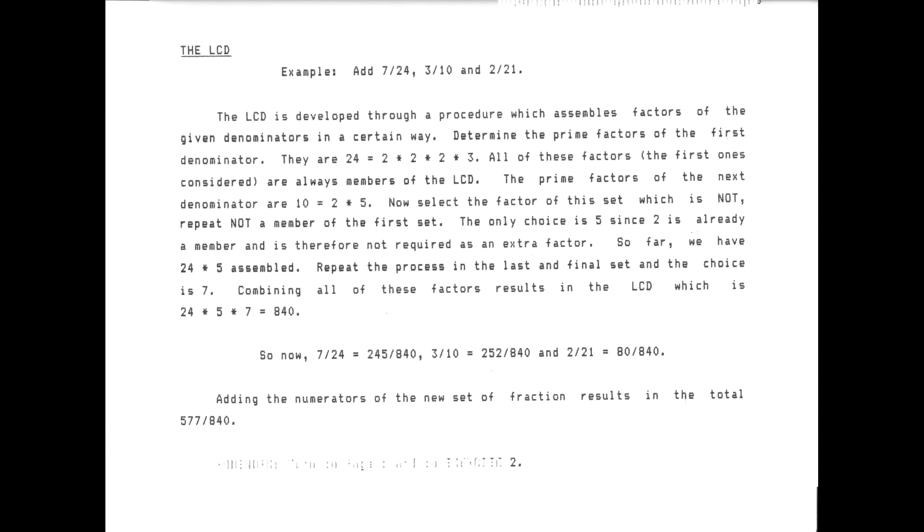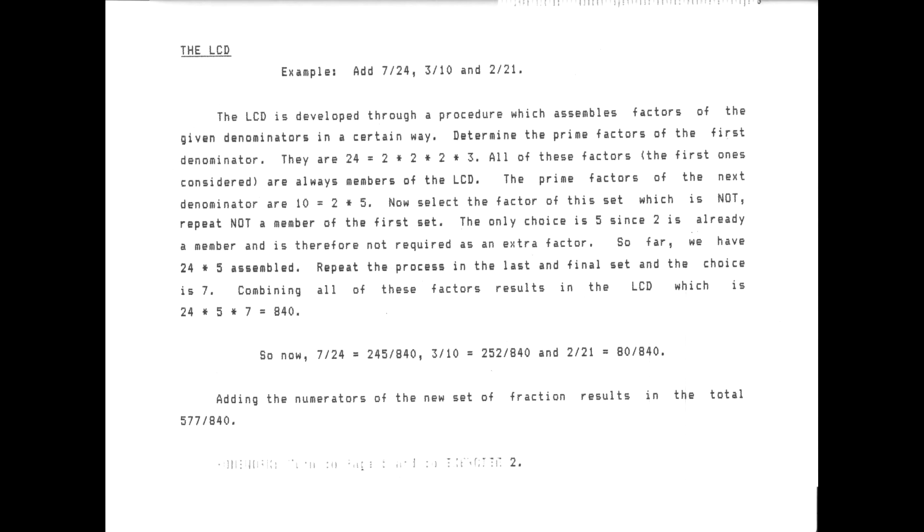So your final list of prime factors which make up your LCD is 2 times 2 times 2 times 3 times 5 times 7, with a total of 840. This is your lowest common denominator. Now, what do we do with this denominator? Each fraction has to be replaced by the equivalent fraction that has 840 as the denominator.